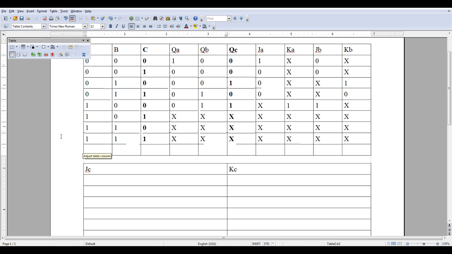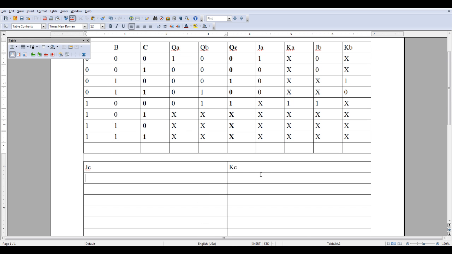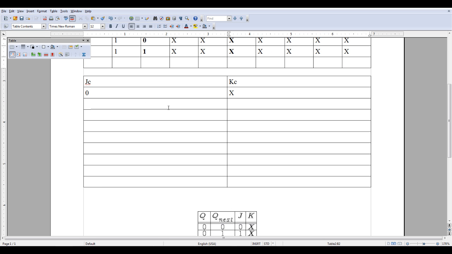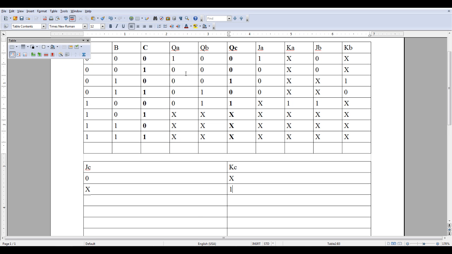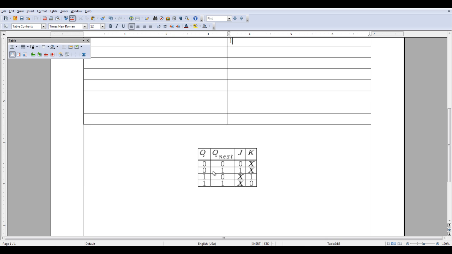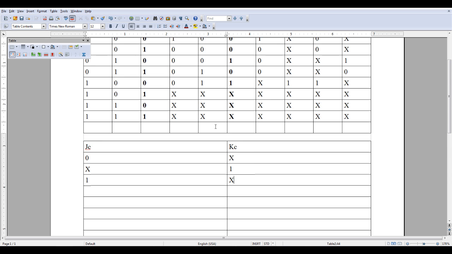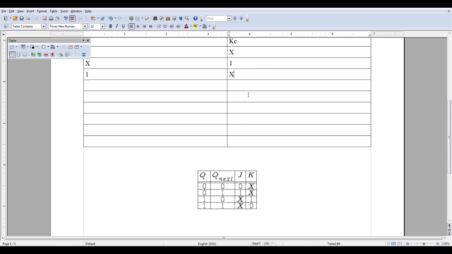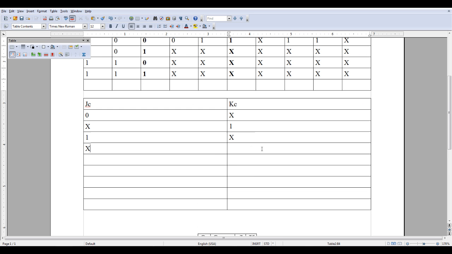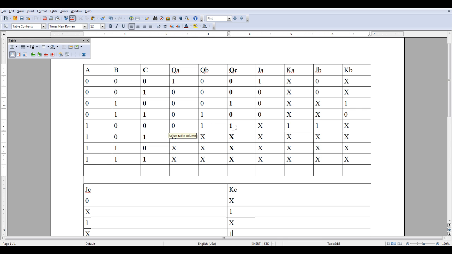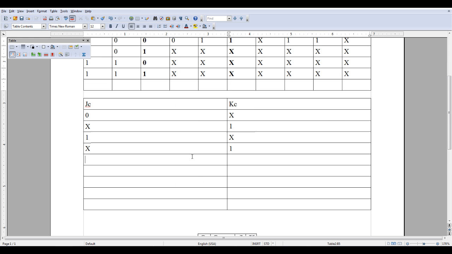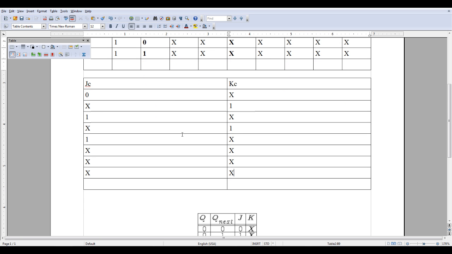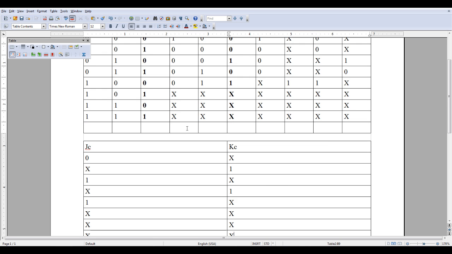Okay. So we have 0 to 0, 0X, and then 1 to 0, X1, and 0 to 1 is 1X, and 1 to 0 is X1, 0 to 1 is 1X, and then we have X's for the rest. Okay, so we have all those.